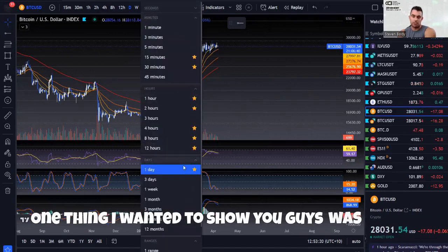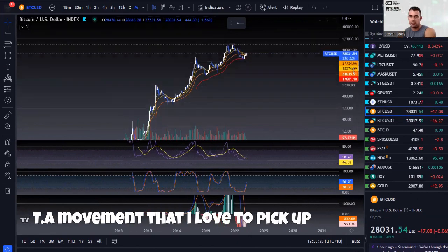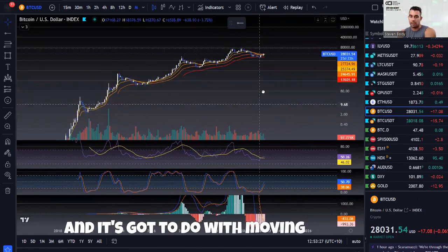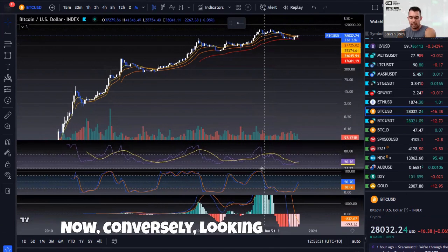One thing I wanted to show you guys was here is Bitcoin on the monthly, and this is just a bit of a fractal TA movement that I love to pick up since Bitcoin started, and it's got to do with moving averages over time and bull and bear markets. Now, conversely, looking down here, you can see the RSI.